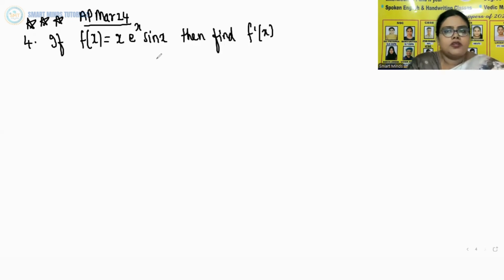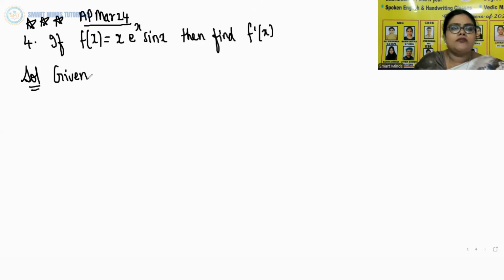Now take the next question. This is also very, very important. It appeared in the AP March 24 paper. The question is, if f(x) = x e^x sin x, then find f'(x). First let us write down what is given to us. Given f(x) = x e^x sin x.